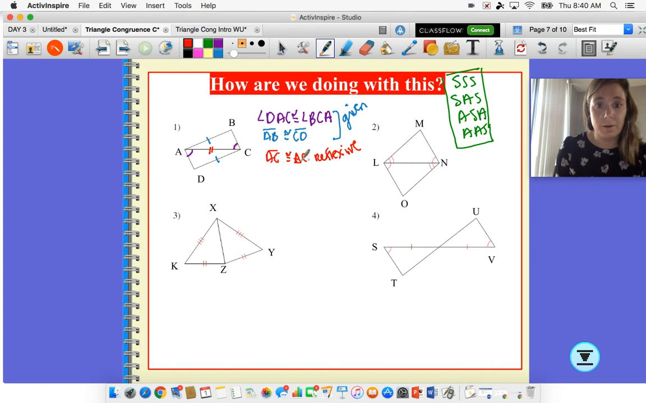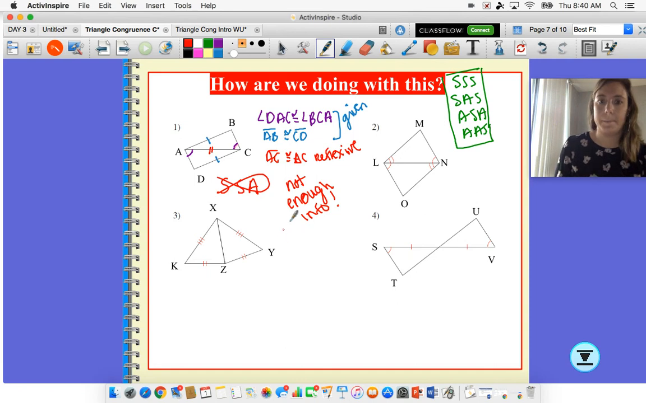So I've got these three things. I have two sides and an angle that's outside of them. Is that one of the four things that we talked about? Nope. So what are we going to say? Not enough info. See how that works? Isn't that pretty cool? Let's take a look at number 2. You know what? Let's take a look at number 4.